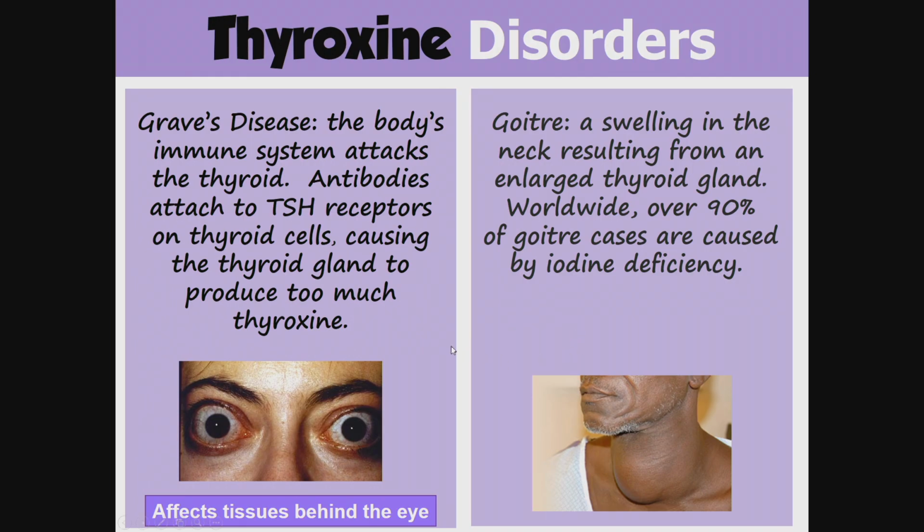Thyroxine disorders. Graves' disease is when the body's immune system attacks the thyroid. Antibodies attach to TSH receptors on thyroid cells, causing the thyroid gland to produce too much thyroxine. Goiter is a swelling in the neck resulting from an enlarged thyroid gland. Worldwide, over 90% of goiter cases are caused by iodine deficiency.